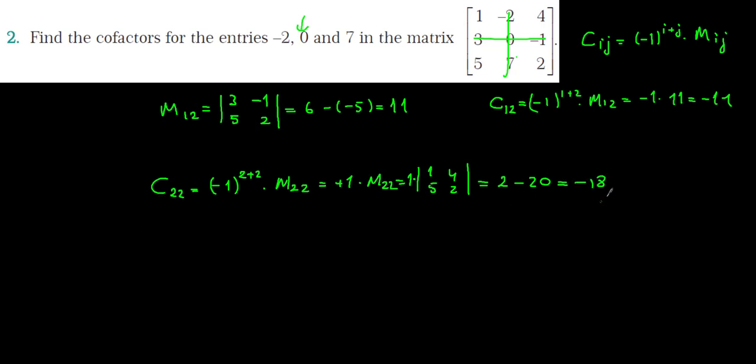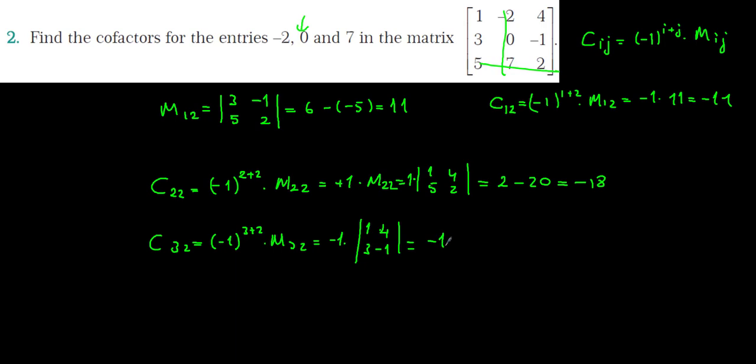So cofactor 2 is equal to minus 18 it should be. And the last one is coming, cofactor of 3 2, third row second column, which is here 7, and it's going to be equal to minus 1 to the power of 3 plus 2 times M32, which I am going to directly write, which is the determinant of 1, 4, 3 and minus 1, which is equal to minus 1 times, in parentheses, 1 times minus 1 is equal to minus 1, and 3 times 4 is equal to minus 12.